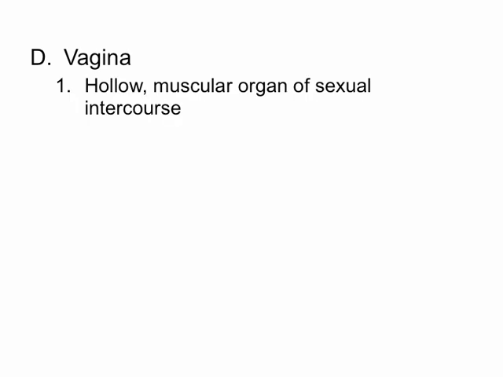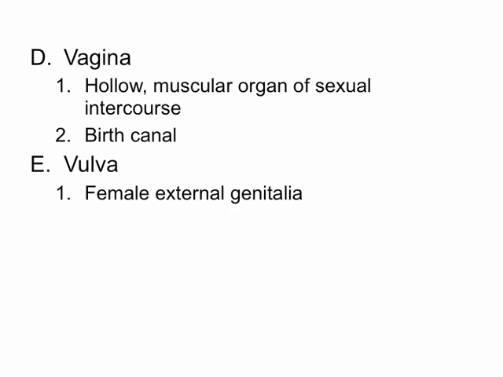The vagina is another of the female reproductive organs. This is a hollow muscular organ of sexual intercourse. During sexual intercourse, it's going to accept the penis. It also acts as the birth canal during labor and delivery. And then the vulva is basically a general term to include all of the female external genitalia.